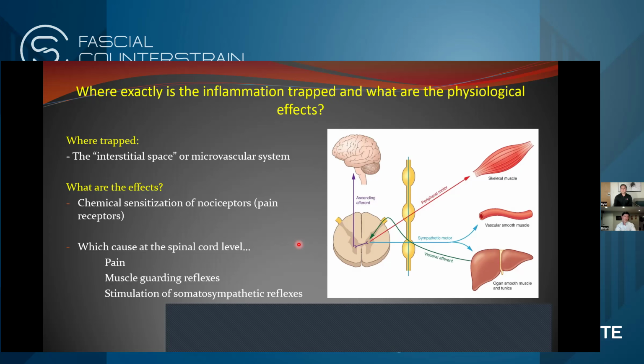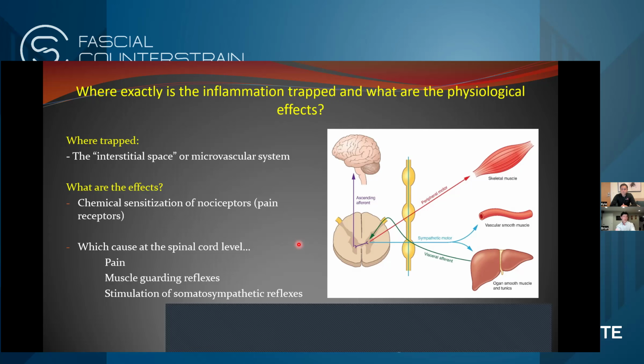What happens when inflammation is trapped in the interstitial space is that the first thing it does is chemically sensitize nociceptors. Nociceptors, a big word for pain receptors. You can stimulate a nociceptor mechanically, thermally, or chemically. If there's trapped inflammation like cytokines or substance P, for example, that can be an ongoing chemical irritant of the nociceptors and give you, of course, ongoing pain.